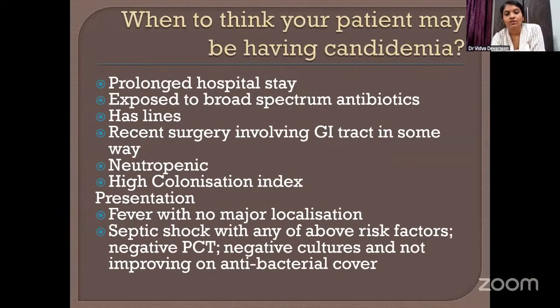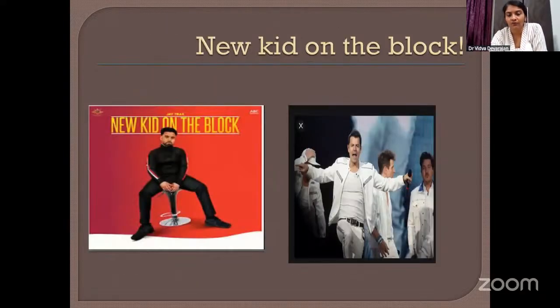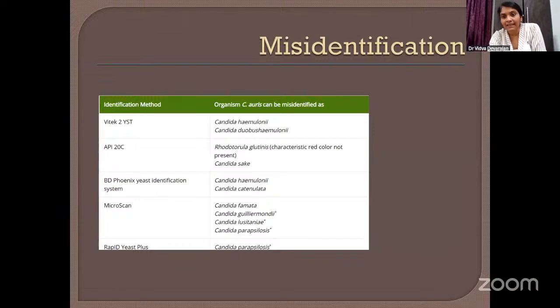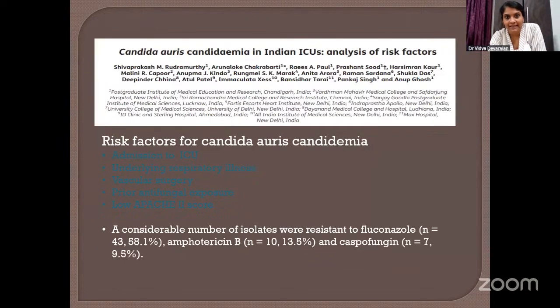So like I said, these are patients who carry risk for candidemia: exposure to broad-spectrum antibiotics, GI surgeries, neutropenics, high colonization index, septic shock with risk factors, negative procalcitonin, negative cultures, not improving on antibacterial cover. Think of Candida. Remember to watch out for this entity called Candida auris in the ICU. Many misidentifications can take place with this Candida. You have a lot of risk factors, including admission to the ICU itself, which is a risk factor for Candida auris.